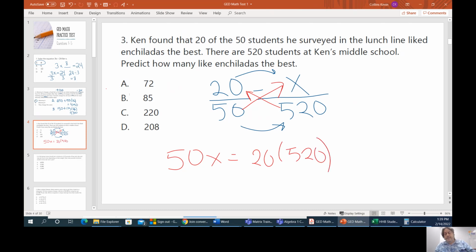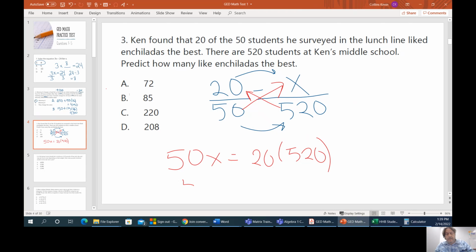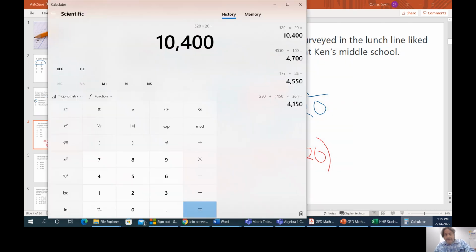So this is definitely calculator city. Let's break that out. Okay, so we clear it. And we've got, what was that again? It's 520, right? So 520 times 20. Pretty good size number, right? But then what we do then is we say, okay, so I've got 50x equals, I totally forgot it again, hang on. 10,400.